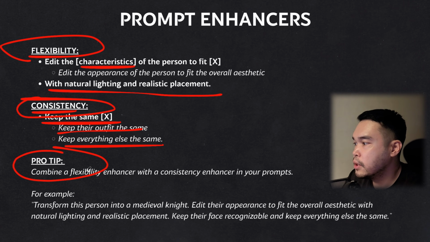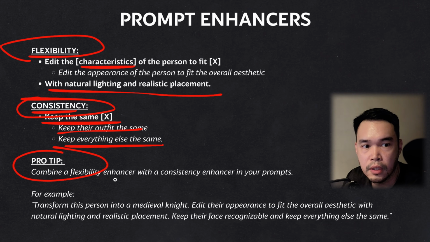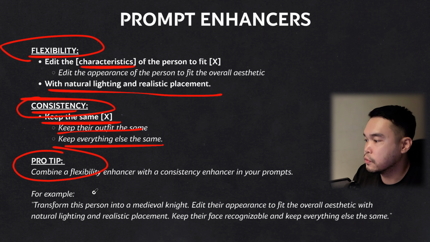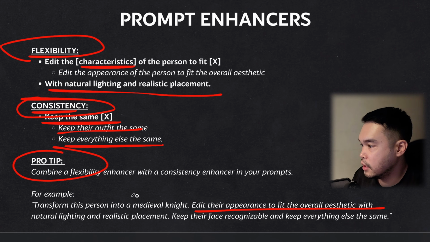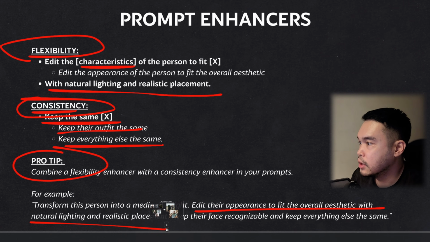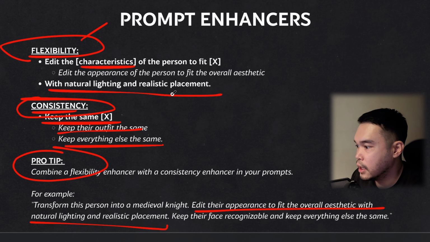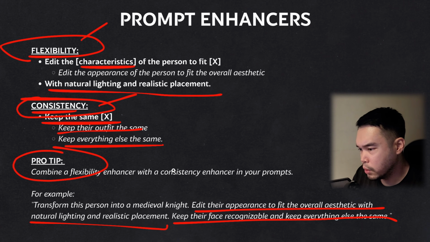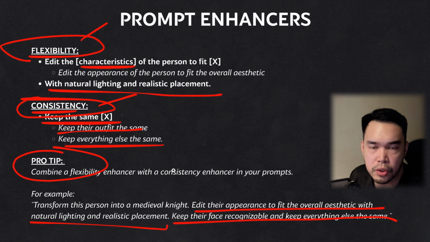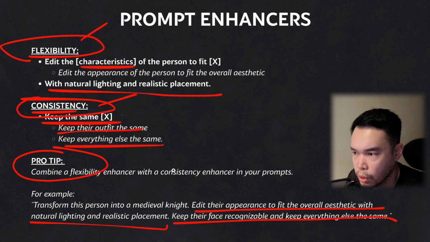Another pro tip is to combine a flexibility enhancer with a consistency enhancer in your prompts. So you can say, transform this person into a medieval knight, edit their appearance to fit the overall aesthetic with natural lighting and realistic placement. So that's the flexibility enhancer. And keep their face recognizable and keep everything else the same. So that's the consistency enhancer. But of course, sometimes even with an enhanced prompt like this, you would still have to regenerate to get the result that you want. So always keep that in mind.